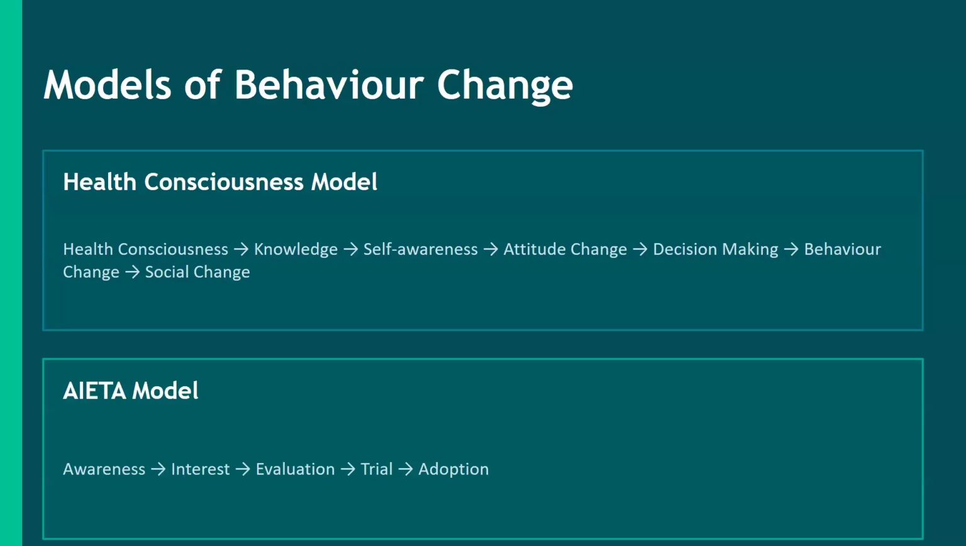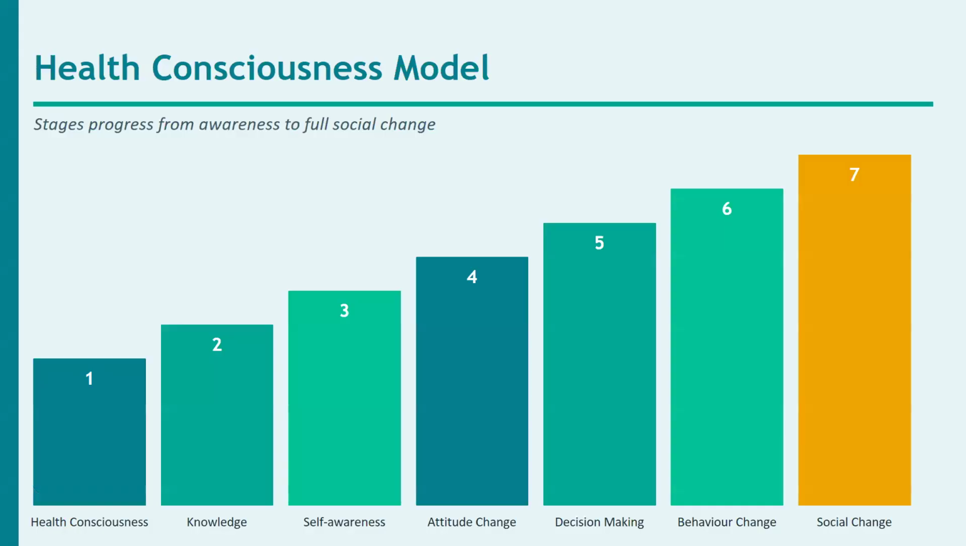And then we have two important models of behavior change. One is the health consciousness model, which has seven steps, and the AITA model, which has 5 steps. First, we will see the health consciousness model. The stages progress from awareness to full social change, starting from health consciousness, knowledge, self-awareness, attitude change, decision making, behavior change, and then social change.